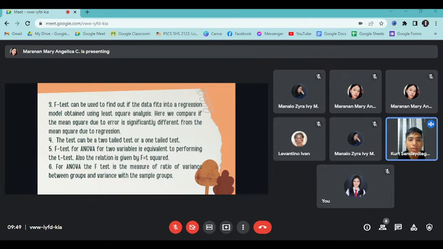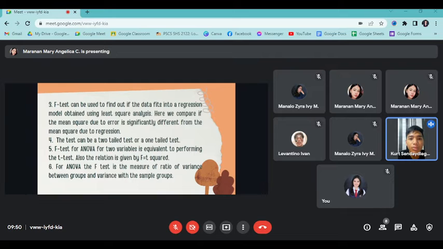F-test can be used to find out if the data fits into regression. Models obtained using least square analysis. Here we compare if the mean square due to error is significantly different from the mean square due to regression. The mean squared error measures how close a regression line is to a set of data points. Mean square error is calculated by taking the average, specifically the mean of errors squared from data as it relates to a function.